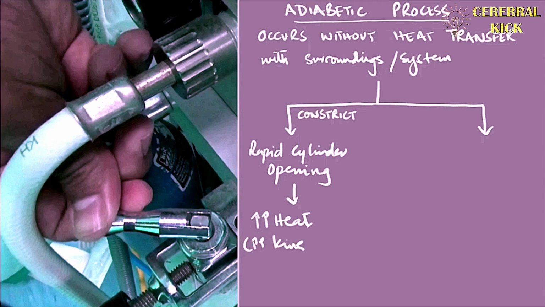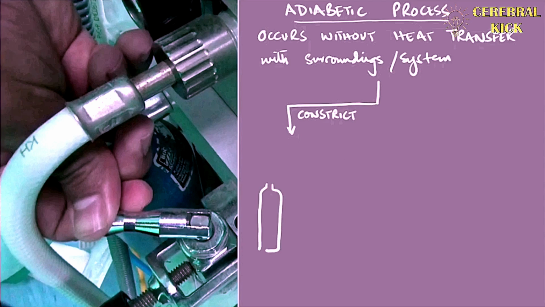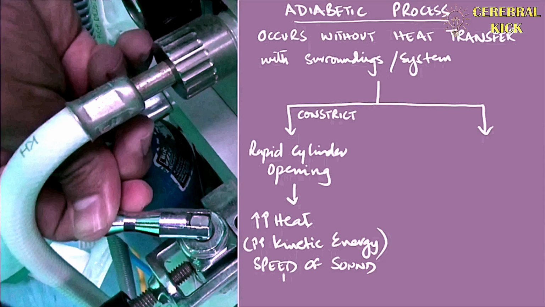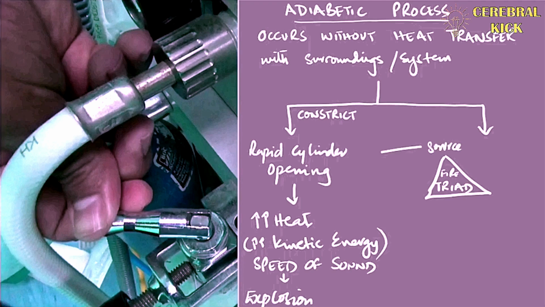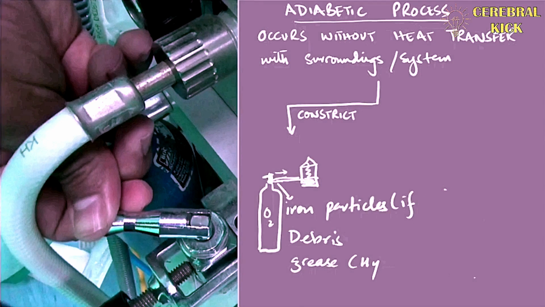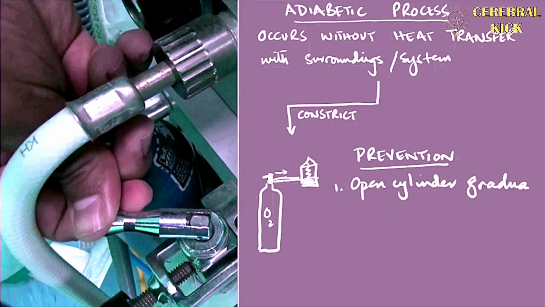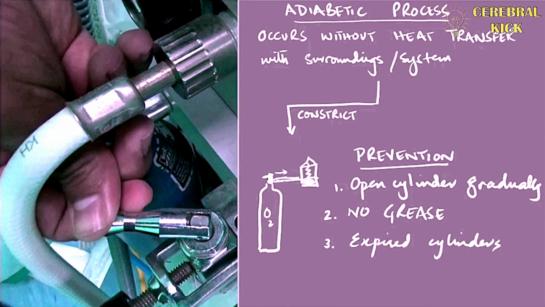This happens when iron particles or debris or grease, for example, undergo combustion and are heated to very high temperatures. So a fire triad is completed, as a result of which explosion can occur. How to prevent it? Open the cylinders gradually. There should be no grease on the cylinder valves, and do not use any expired or corroded cylinders.